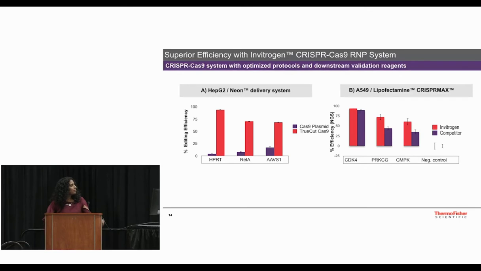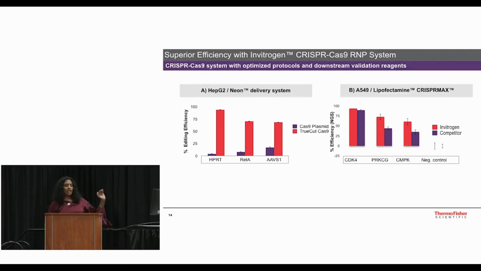This is one example showing HPRT, RELA, and AAVS1, three different genes that we were trying to target. HPRT and AAVS1 are intronic regions, and RELA is an exonic sequence. The first graph shows the comparison between the plasmid-based system and the Cas9 RNP system, where you're using the Cas9 protein and the guide RNA.